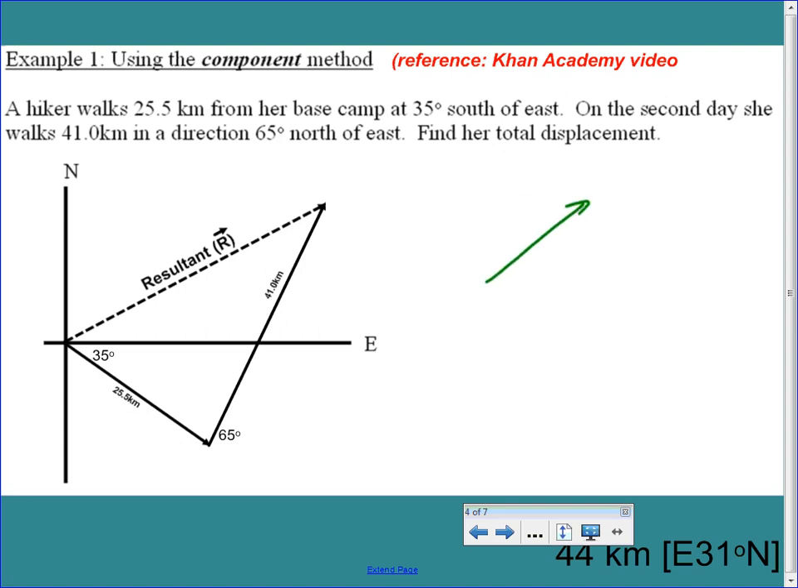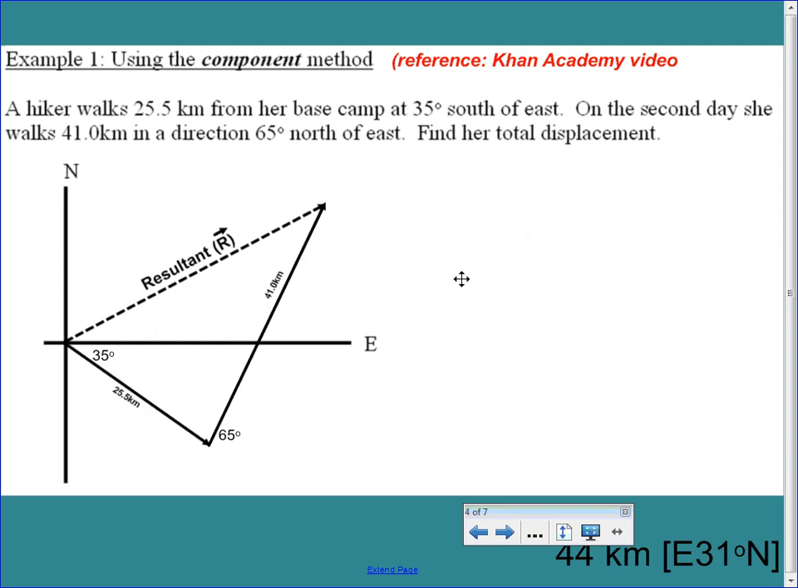If we have a vector like that, we can simplify it by breaking it into a horizontal component and a vertical component. These two blue vectors are the same thing as the green vector. The distance traveled would be different, but the displacement is the same. And this is a 90-degree angle, which means we can use Pythagoras to figure out the length of that vector. Or we can use trig ratios to figure out the lengths of these ones. So that's the component method in a nutshell.